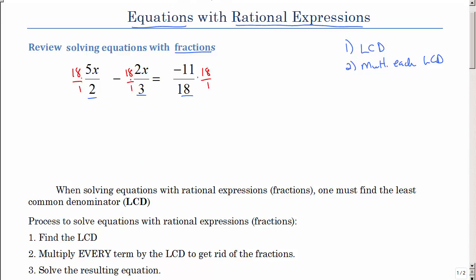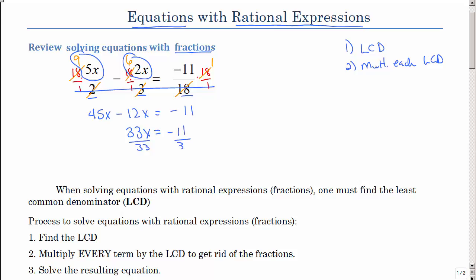And then we reduced. 2 goes into 18 9 times, 3 goes into 18 6 times, 18 goes into 18 1 time. And then we simplified that, because now on the denominator we just have 1. So we have 45x minus 12x equals negative 11. So we collected like terms, and we solve for x. I know you can do this because we did this months ago, and y'all did a great job.